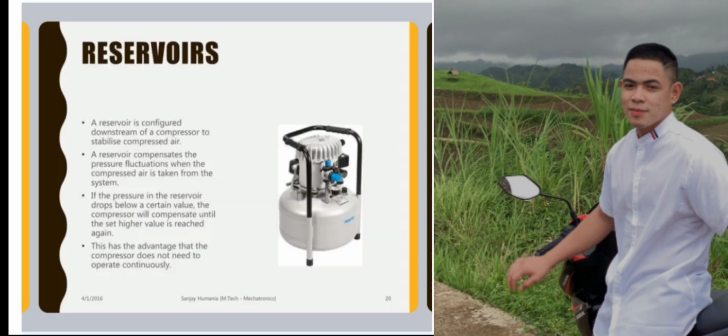Next, reservoirs. A reservoir is configured downstream of a compressor to stabilize compressed air. The reservoir compensates the pressure when compressed air is taken from the system. If the pressure in the reservoir drops below a certain value, the compressor will compensate until the set higher value is reached again. This has the advantage that the compressor does not need to operate continuously.